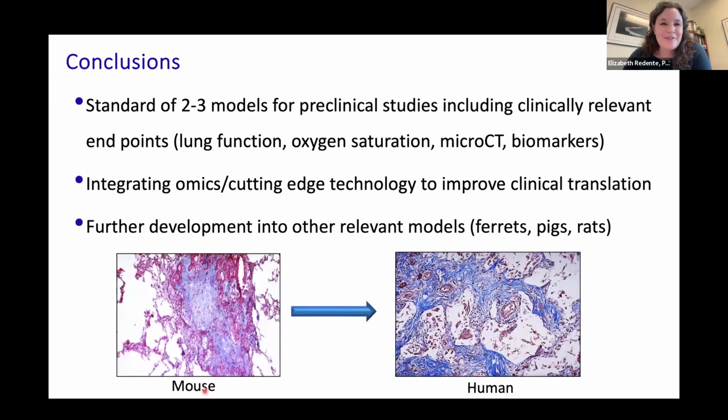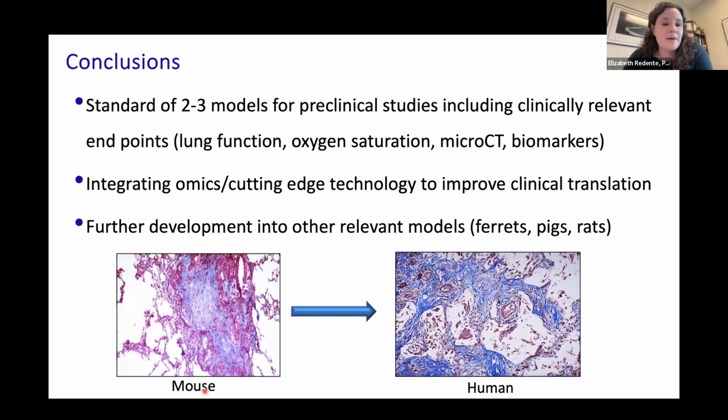Though it seems painful, especially for things involving therapeutics, I think we really should set a standard of using 2 to 3 models and really trying to include clinically relevant endpoints like lung function measurements with the flexiVent, oxygen saturation, micro-CT if possible, and looking at biomarkers. And further, with the advancement of omics and cutting-edge technology like spatial transcriptomics, it will be really important to start to integrate those kinds of features as well, so that we can improve our clinical translation.